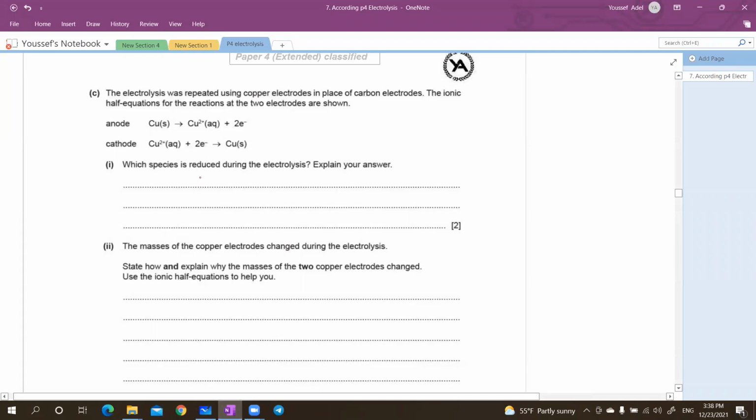So which species is reduced during the electrolysis? As we said before, reduction is electron gain. So Cu2+ is reduced because it gained electrons.